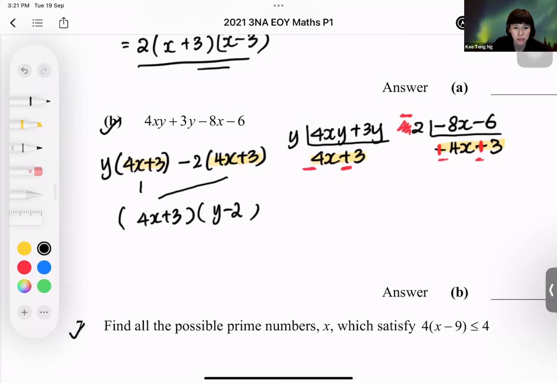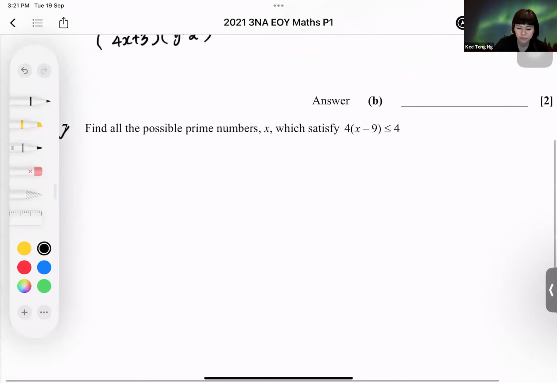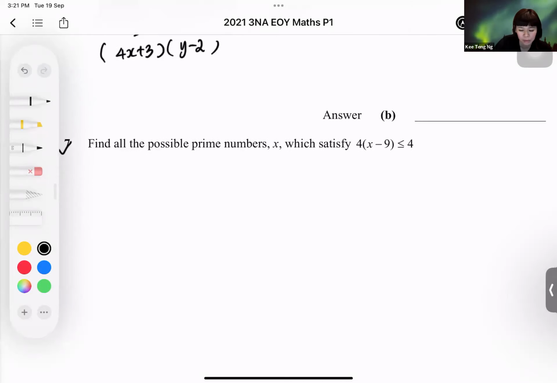Of course, you can do in another different method, but you should be able to get the same answer with the same sign. Next, find all the possible prime numbers. What are prime numbers? 1 is not a prime number. Prime number must have at least 2 factors, 1 and itself. So what are prime numbers? There will be 2, 3, 5, 7. 9 is not a prime number. 9 is 3 times 3, so not factor 1 itself. 11, 13, so on and so forth.